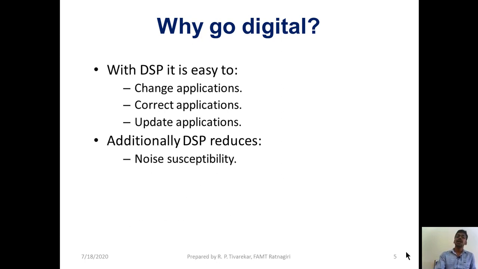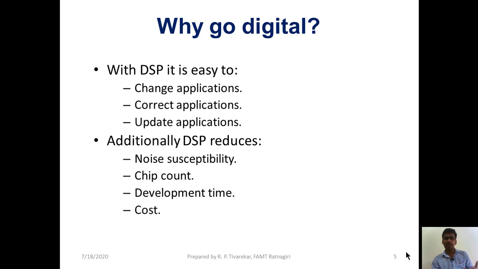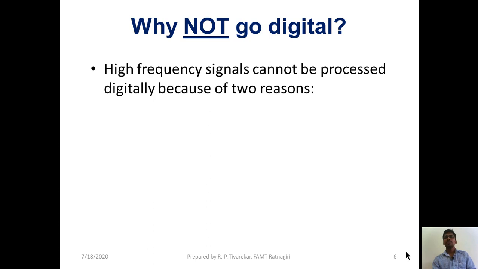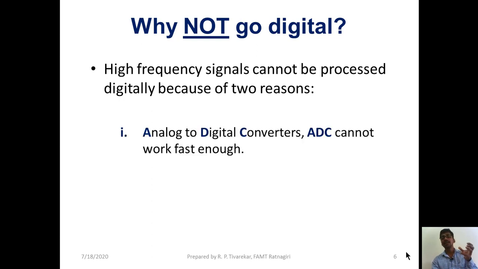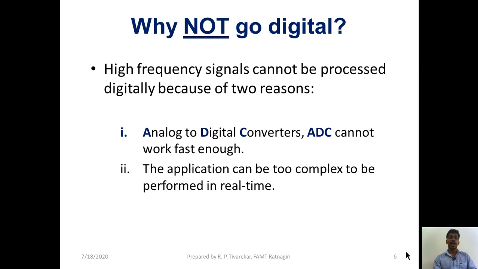The additional advantages are noise susceptibility, chip count, development time, cost and power consumption, obviously. So because of all these reasons we go for digital signal processing. And the obvious disadvantages that we have in digital signal processing are only two: the ADC compatibility when we go for fast processing, and a complex design when compared to that in real-time processing.